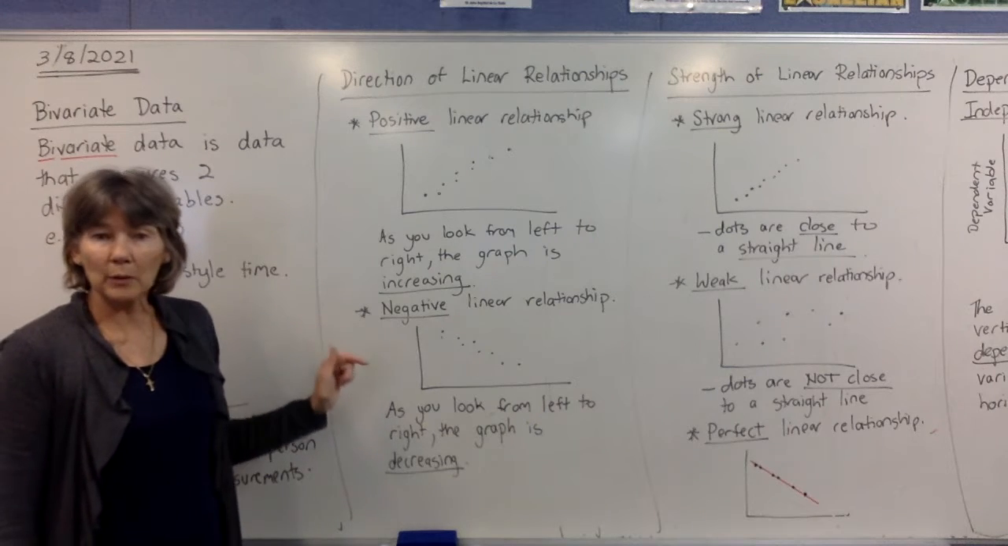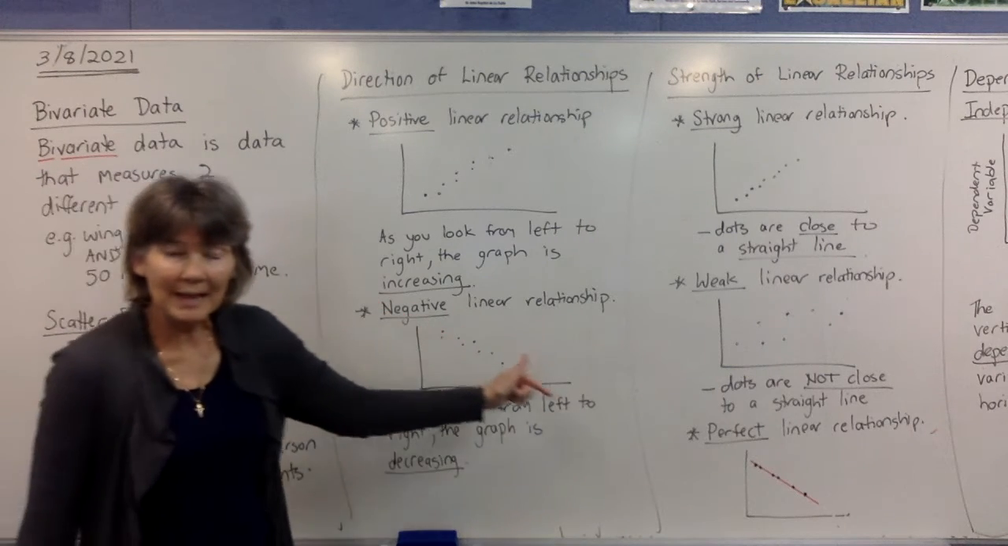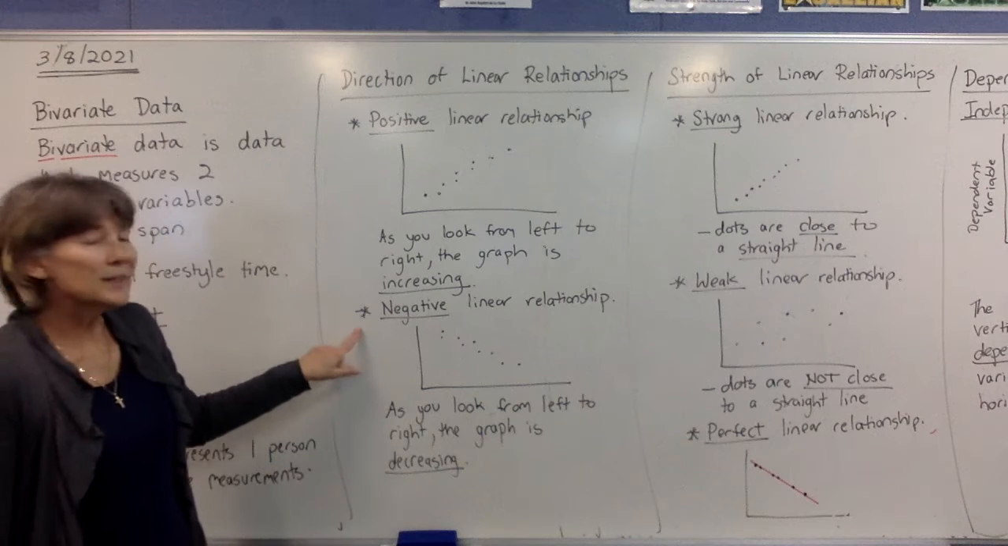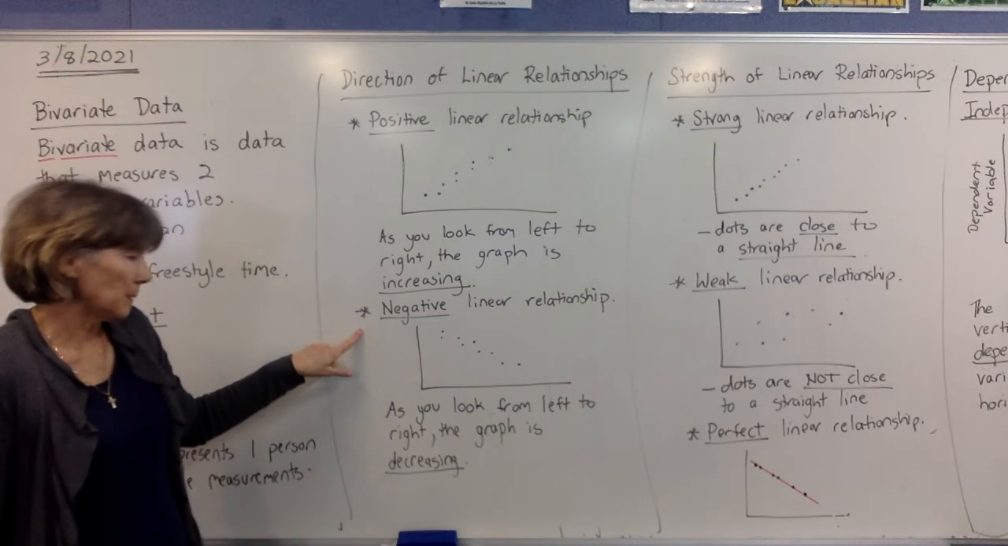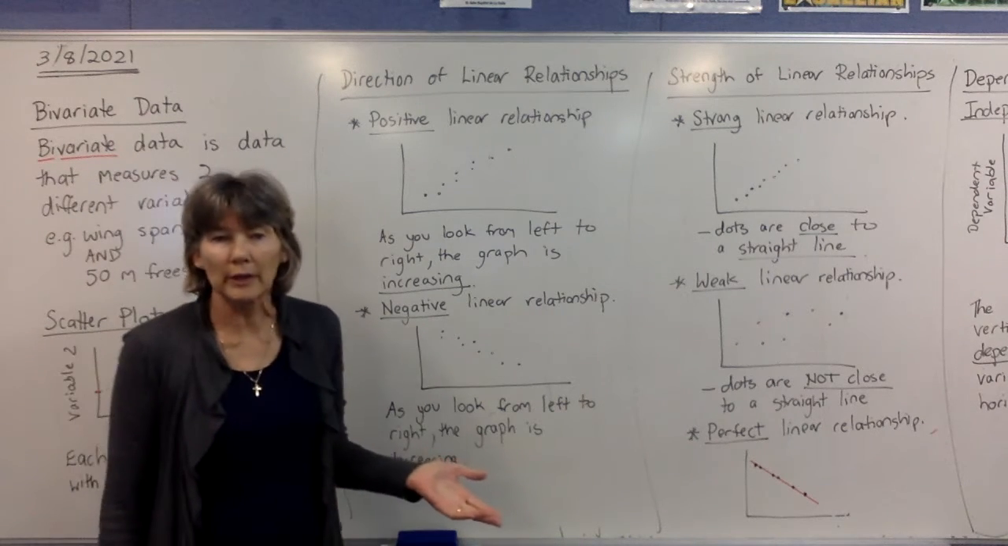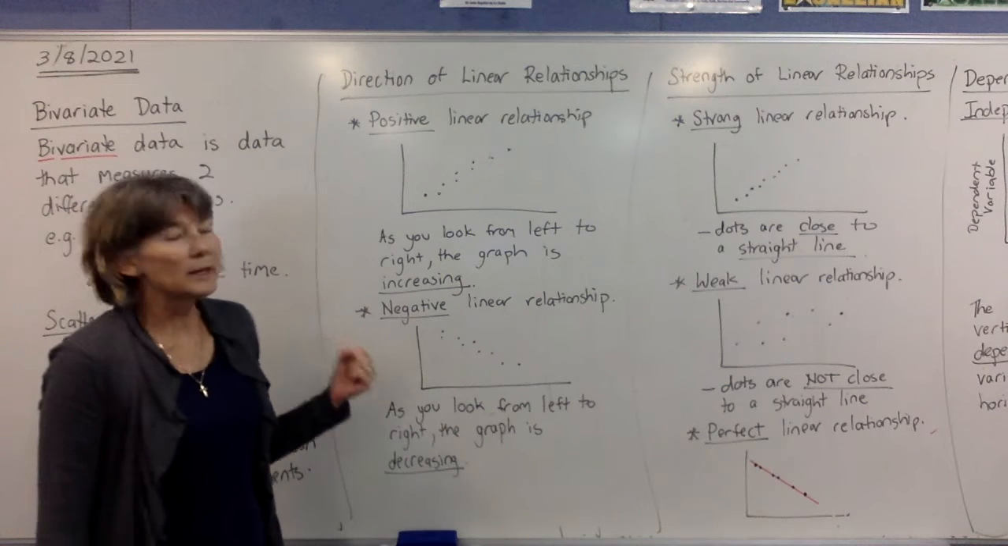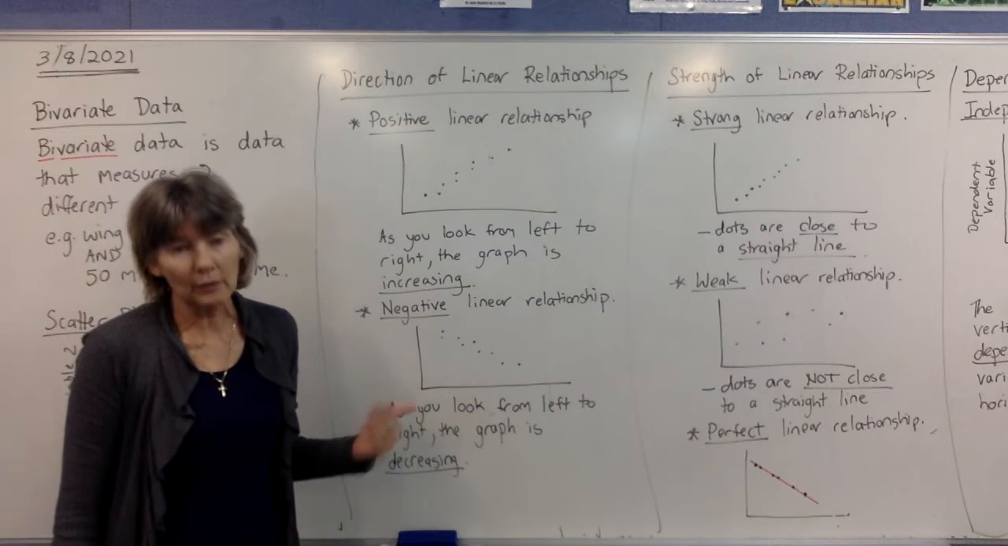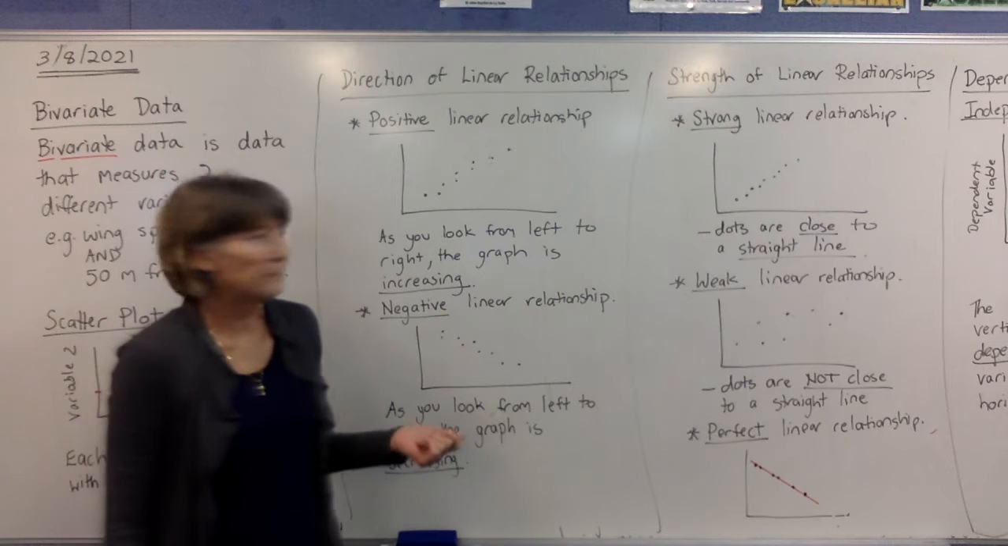If it's going the other way, as you look at it from left to right, it's going down, it's decreasing, then it's a negative linear relationship. They can ask you questions on that. Is the linear relationship positive or negative? By looking at the graph, you'll be able to tell them.